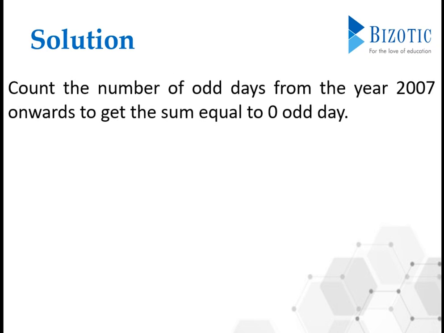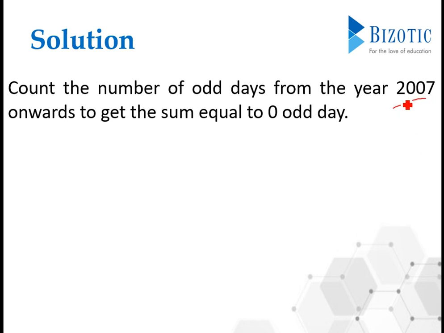In order to calculate this, you can't do it manually because you will not be provided with a calendar. So you have to do it with this concept in the solution. Count the number of odd days from the year 2017 onwards to get the sum equal to 0 odd days. Whichever year comes up with 0 odd days will be the year. So how to find that? Very simple. For 2017, you have to check whether it's a leap year or not.